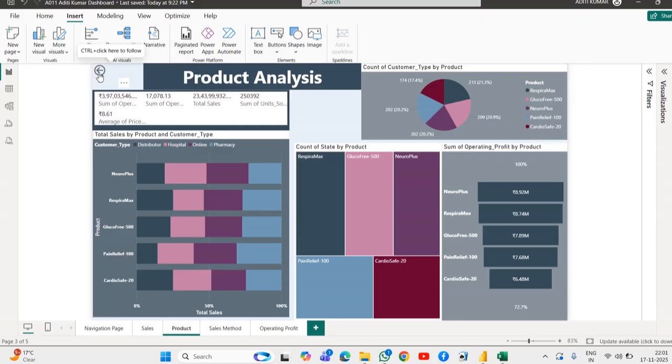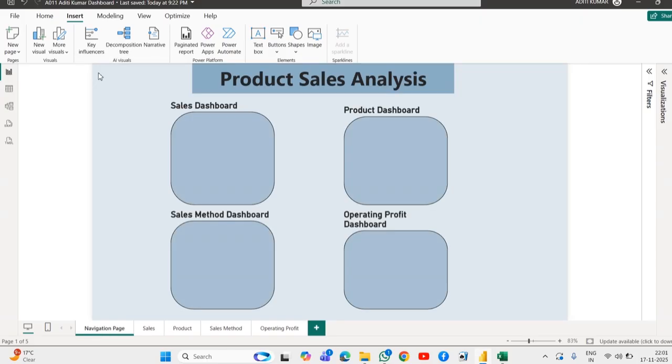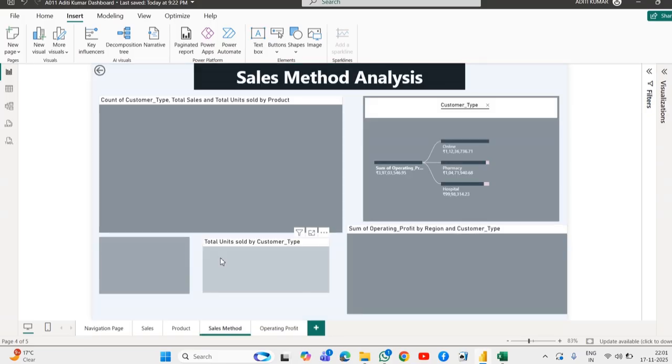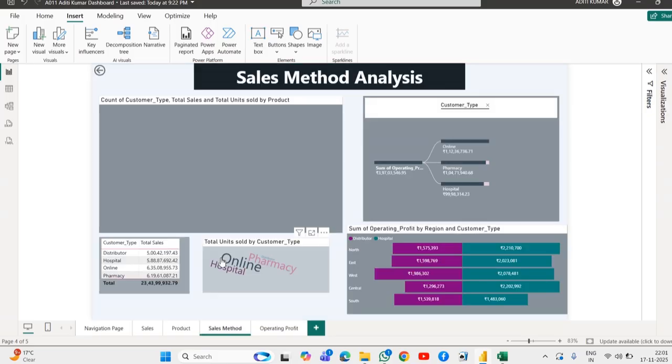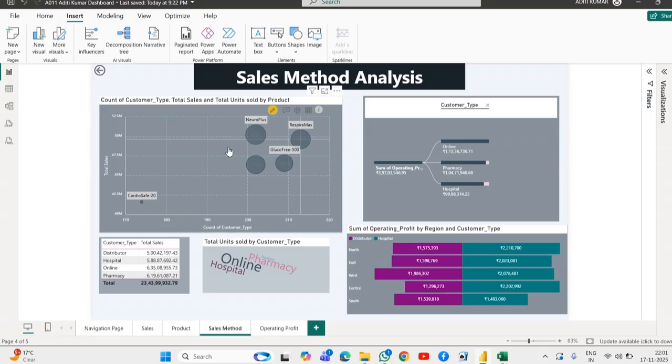So coming back to the navigation page, next we have the sales method dashboard analysis. So this dashboard basically helps in analyzing the sales behavior across the customer types and the channels. So I have used a new particular type of chart, which is the bubble chart, which compares the total sales, the total units sold, and the customer count simultaneously.